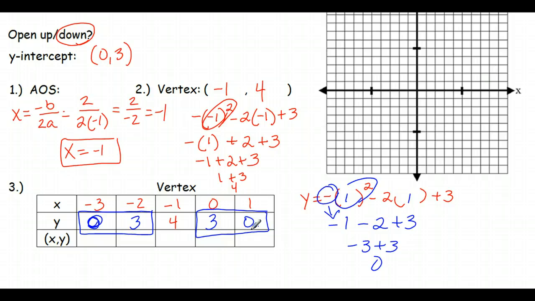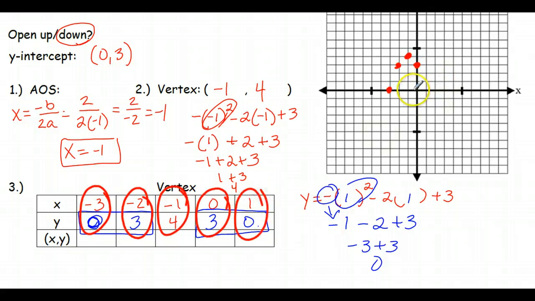Alright, now that I've got my ordered pairs, I'm going to go ahead and plot. So my first ordered pair is negative 3, 0. So negative 1, 2, 3, 0. My next one is negative 2, 3. Negative 2 up 3, 1, 2, 3. My vertex is negative 1, 4. Next ordered pair is 0, 3. And my last ordered pair is 1, 0. So I can connect my points and I have my parabola.